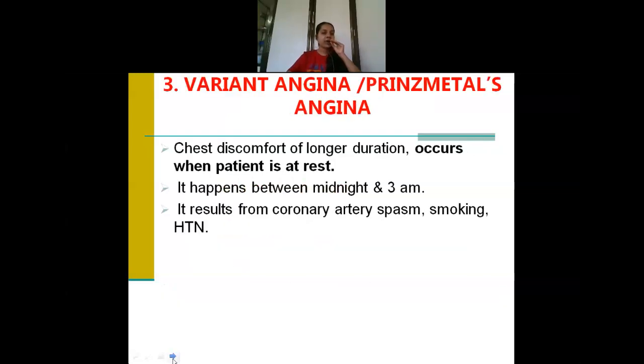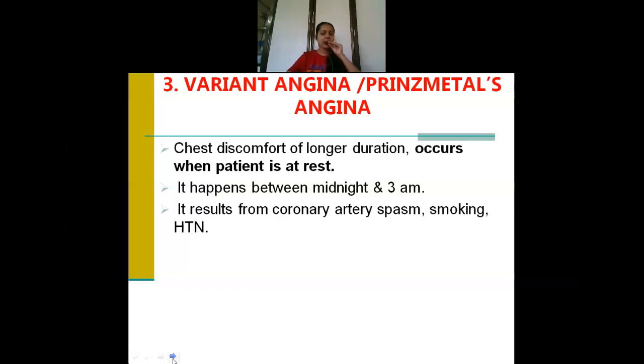Next one is variant angina or Prinzmetal's angina. Now, variant angina or Prinzmetal's angina is mainly because of spasm of the coronary artery, and commonly it is seen in patients with smoking and hypertension. Now, this Prinzmetal's angina can occur at any time. That means it can occur at rest also. It can occur at the time of rest. Commonly it happens between midnight to 3 a.m.